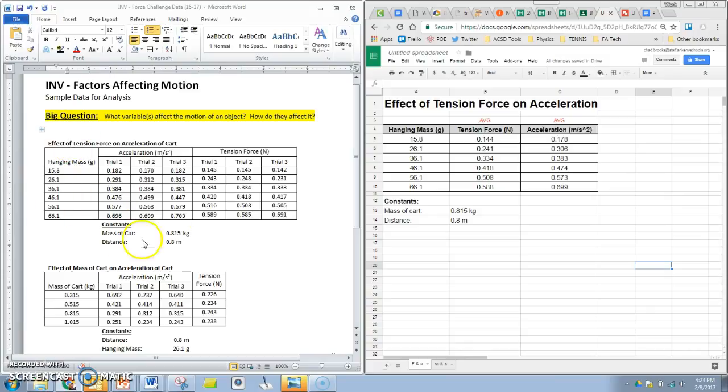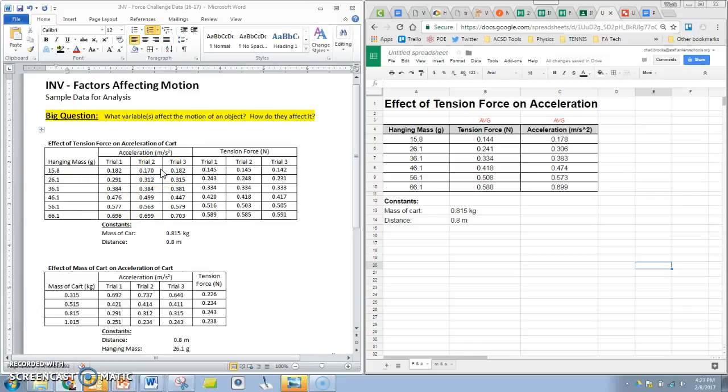All right, so what we've got here in this top part is tension force and its effect on the acceleration of the cart. We changed the tension force by changing the hanging mass. Those values are listed there. We did 3 trials and we collected acceleration data 3 different times there using a motion sensor.